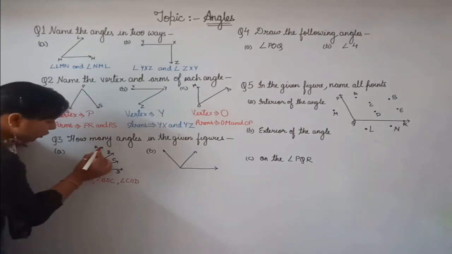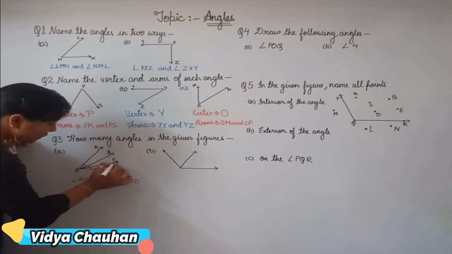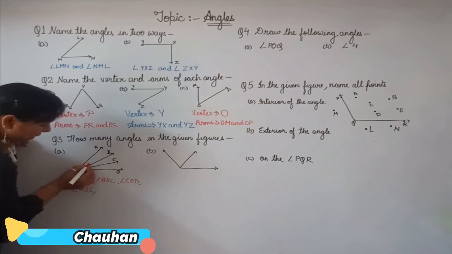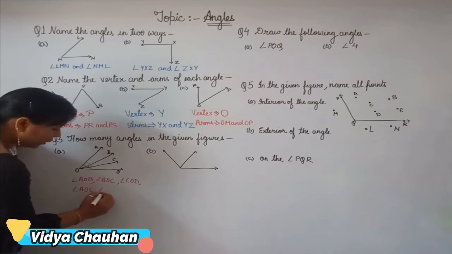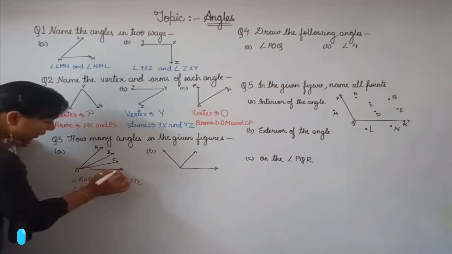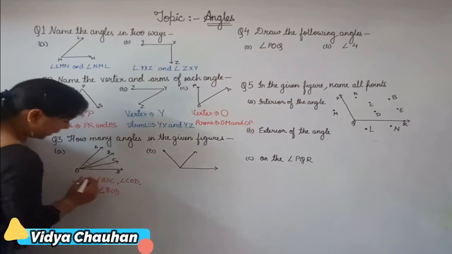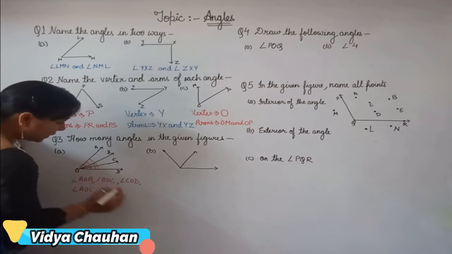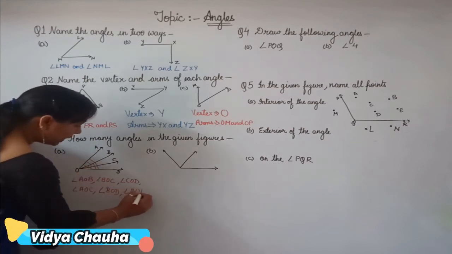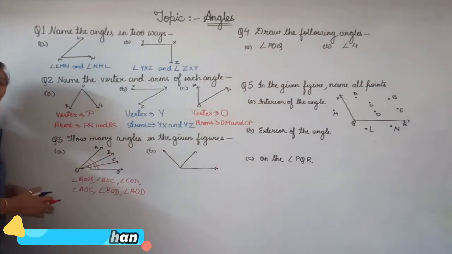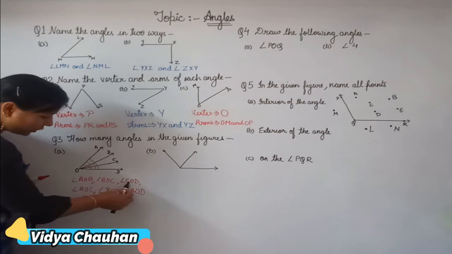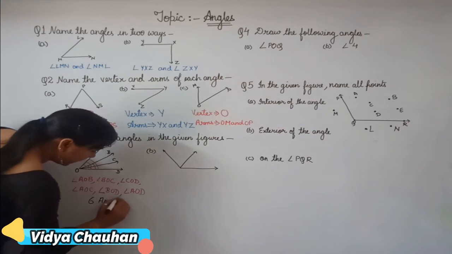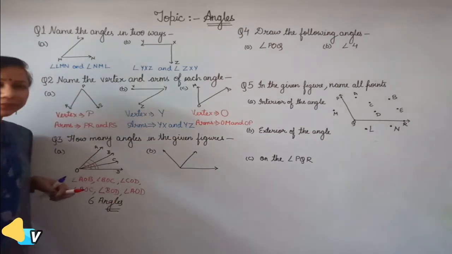After that, we can also have an angle AOC. So the fourth angle is angle AOC. That means this complete angle. Then we can also have an angle BOD. This angle. And at last, we can also have a complete angle AOD. Okay, students? So total how many angles we got? 1, 2, 3, 4, 5, 6. So in total, we got 6 angles in this given figure.